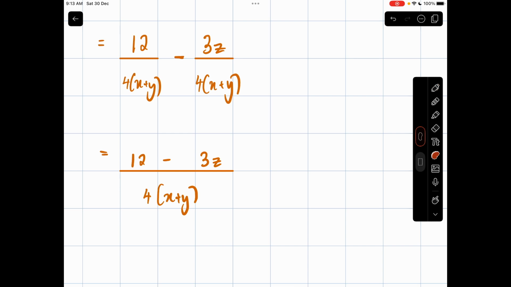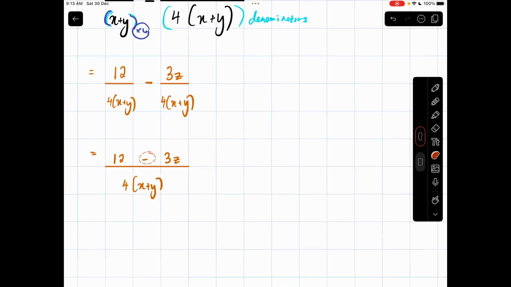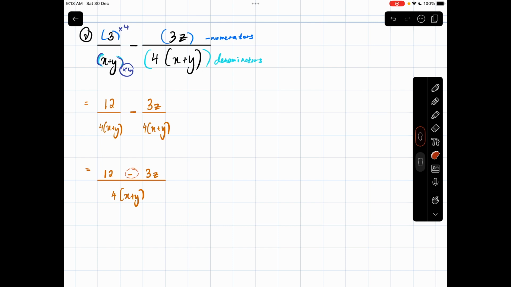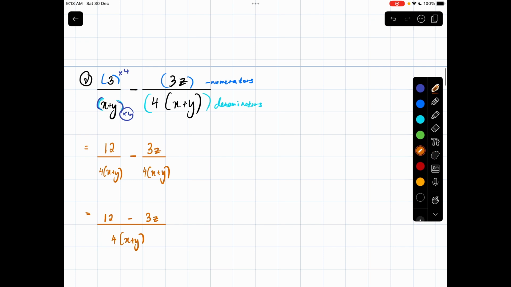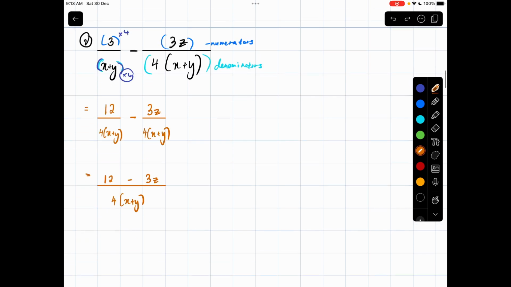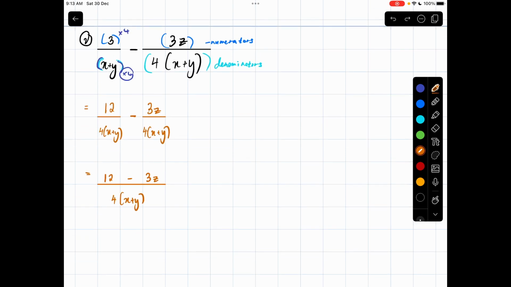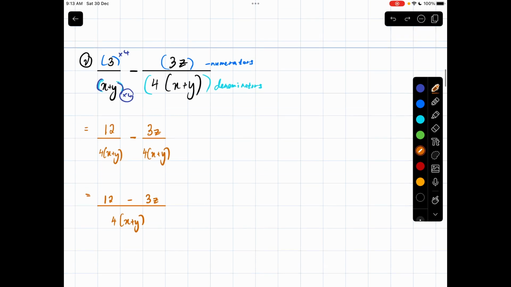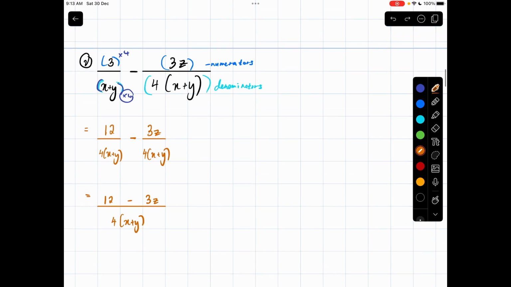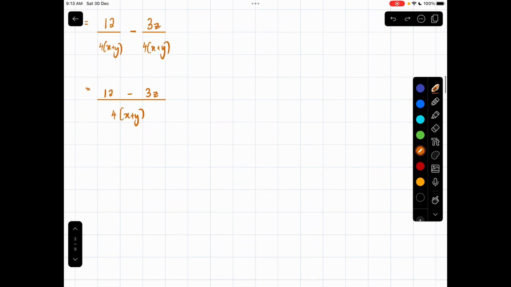So once you have written the two terms into one singular fraction, that's it. This is the most simplified version of this particular expression: 12 minus 3z over 4 times (x plus y) in brackets. That's about it. As simple as that. The moment you start to see the patterns, I'm very sure you can understand how to apply it. Alright? So let's move on to the next question.